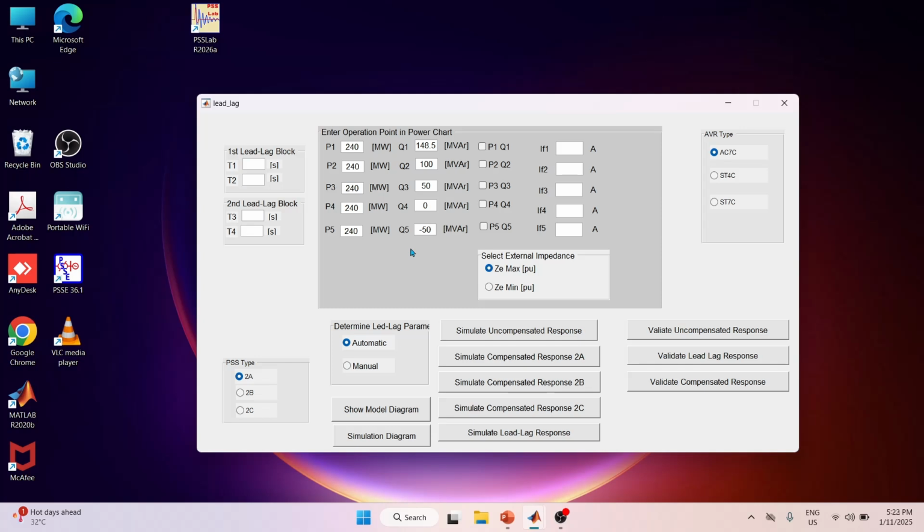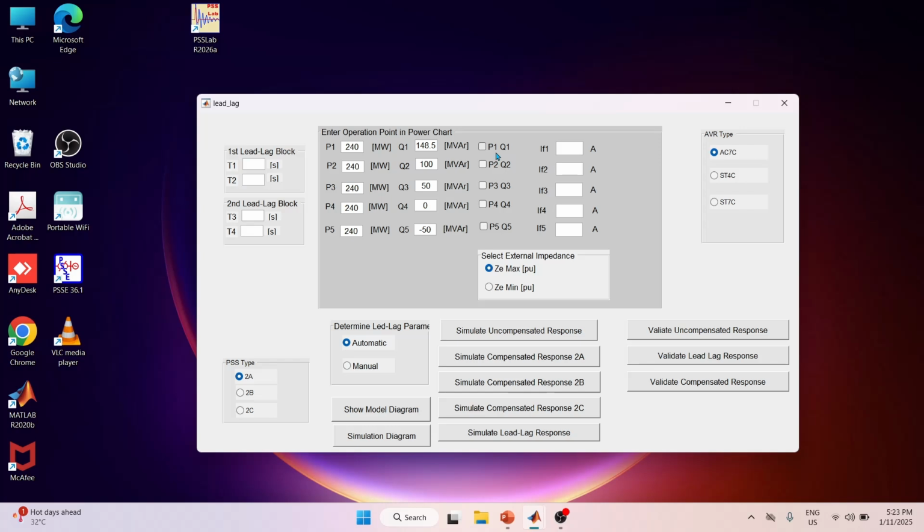First, we need to enter the various operating points. So I have already entered 5 operating points. Active power for all 5 operating points is 240 megawatt, whereas the reactive power is different. The first operating point is 148.5 megavar, which is the rated operating point, then 100 megavar, then 50 megavar, then 0 megavar, and finally minus 50 megavar.